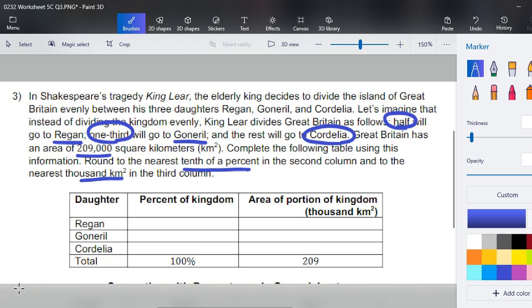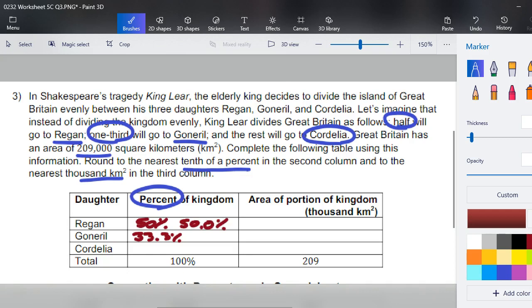So talking about percent, let's start with that. Regan was half, so that's 50%. Goneril was 1/3. So 33.33%. What was I supposed to do? Nearest tenth of a percent in the second column. So officially I should have said 50 and no tenths.